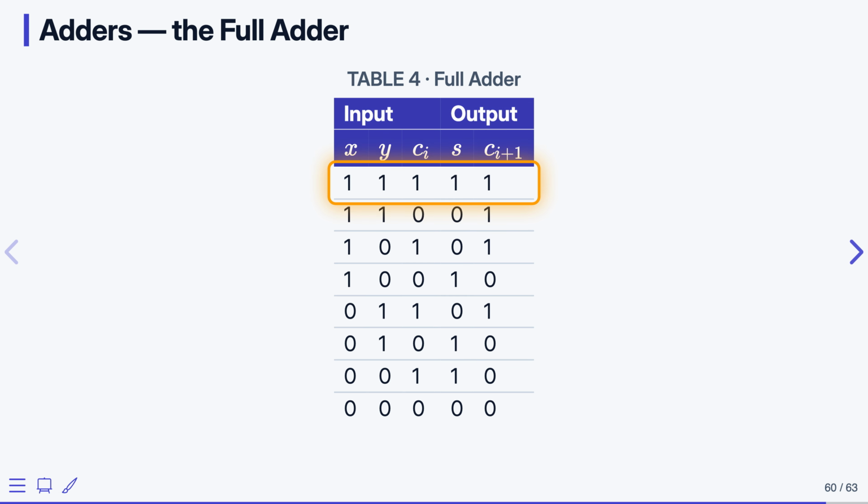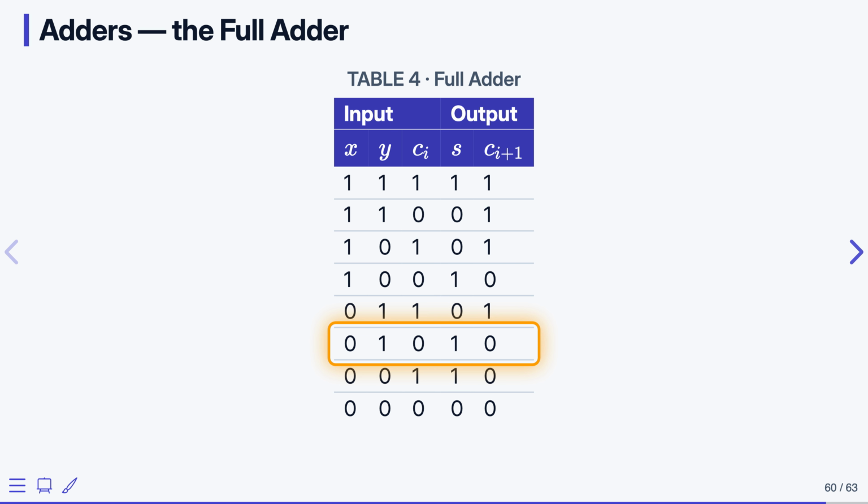All 3 inputs are 1. The count is 3, which is 1, 1 in binary, so the sum is 1 and the carry is 1. 2 inputs are 1. The count is 2, which is 1, 0. Sum 0, carry 1. 2 again, sum 0, carry 1. Only one input is 1, the count is 1, sum 1 carry 0. 2 ones again, sum 0 carry 1.